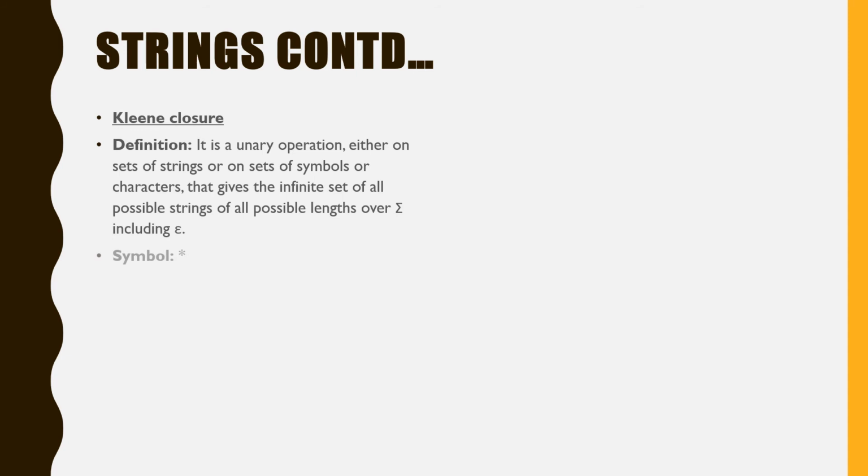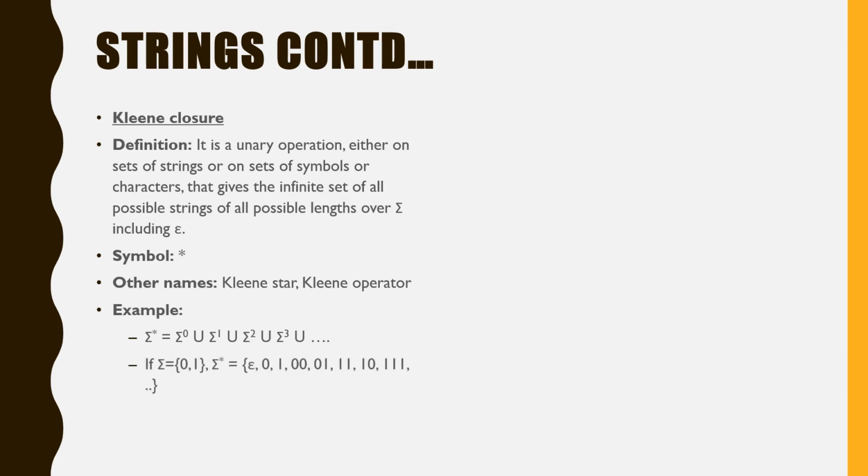Next is Kleene closure. It is a unary operator. It operates either on a set of strings or on a set of symbols or characters, and gives the infinite set of all possible strings of all possible lengths over sigma, which includes epsilon. As we have seen previously in the power of an alphabet, sigma power star includes all the strings including length 0. The other names are Kleene star and Kleene operator. This is the example we have seen previously.